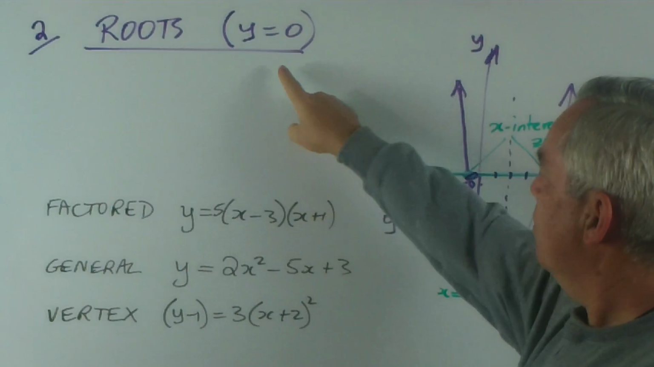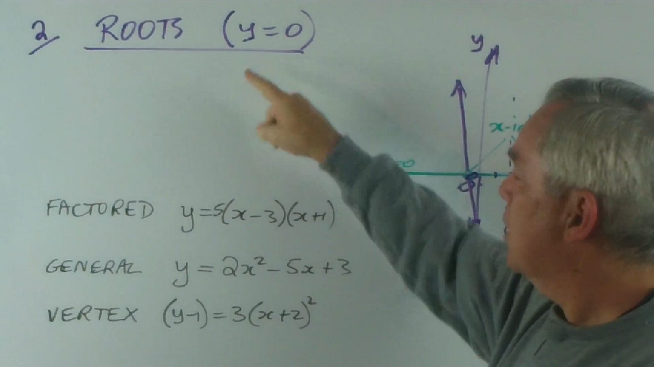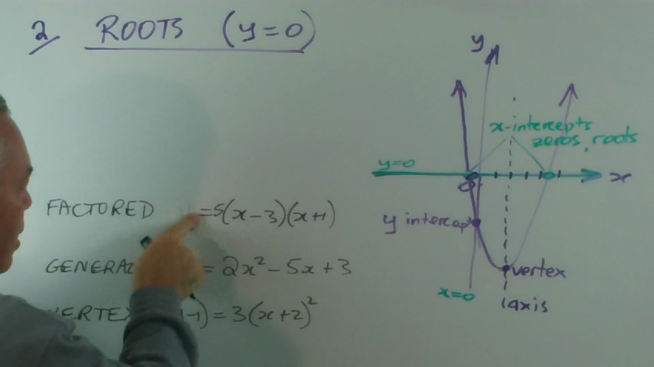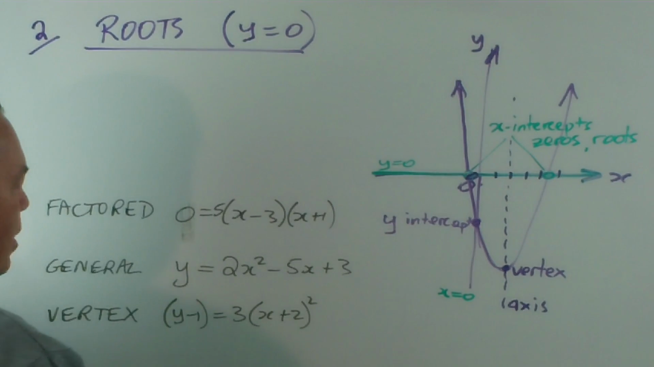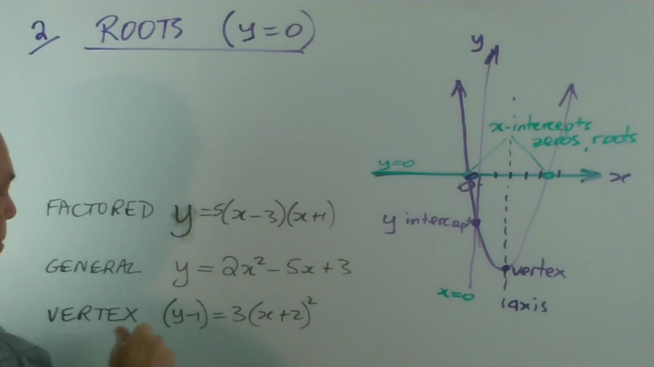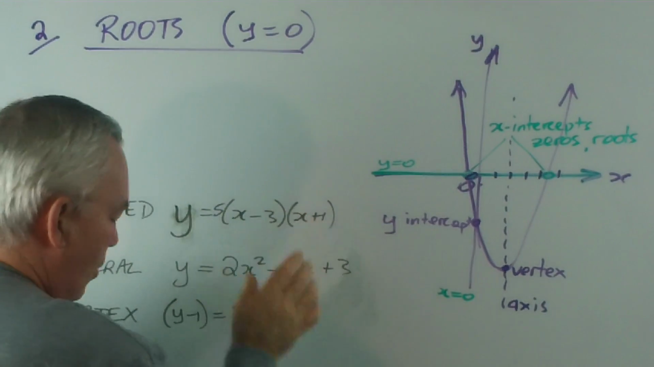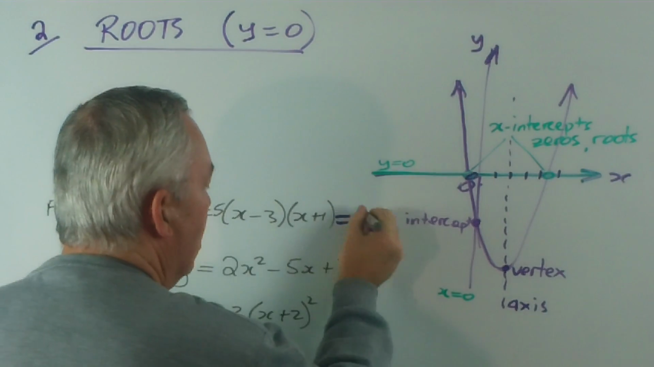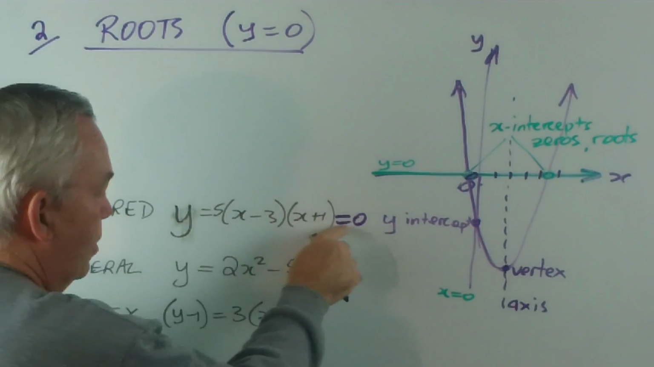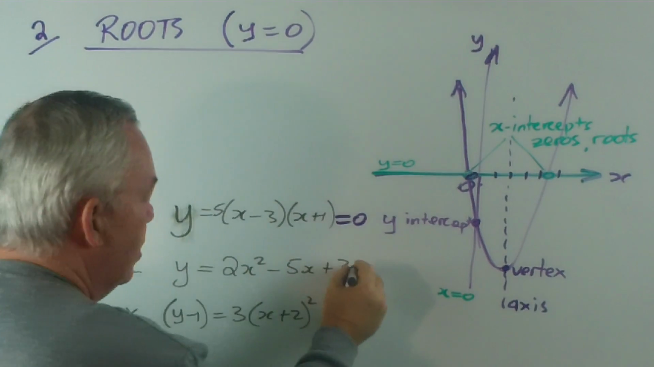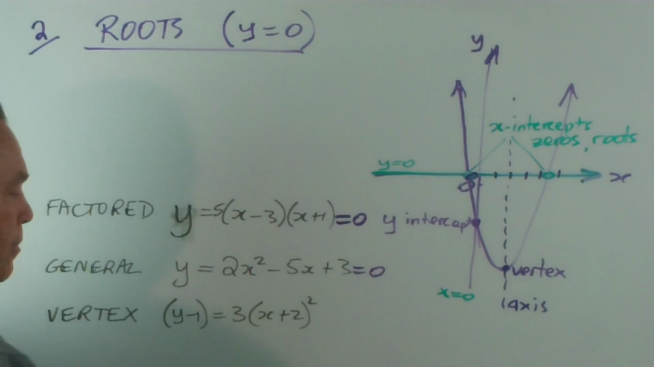But in each case, to solve them, we substitute y equals 0. So for example, in this one, I would replace the y with a 0. In fact, what I prefer to do in this case is, because y equals all of that, I like to write equals 0 at the other end. So y equals 0. I could do the same here. Y equals this, equals 0. We'll just replace this y with a 0.